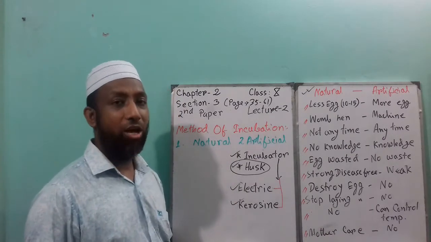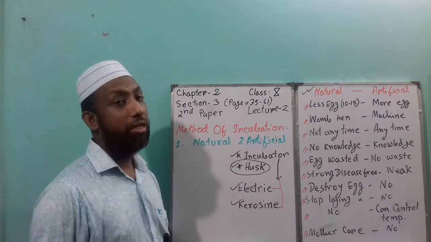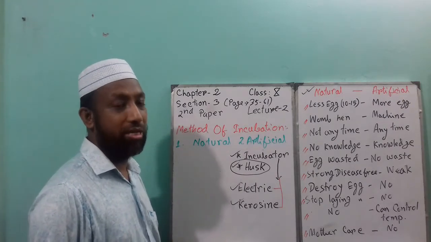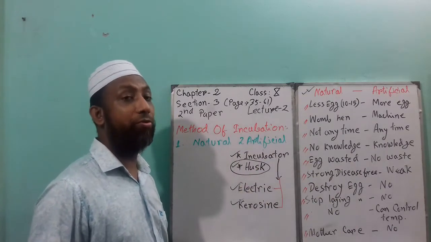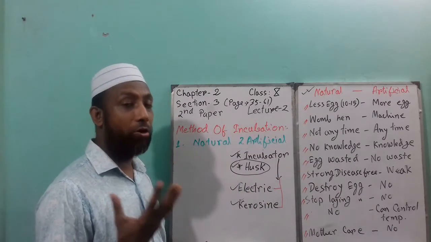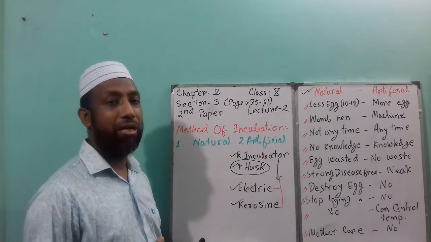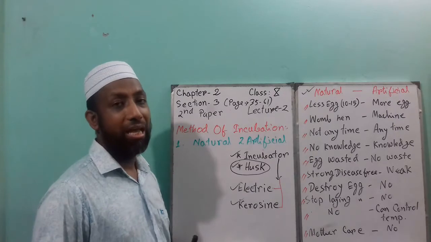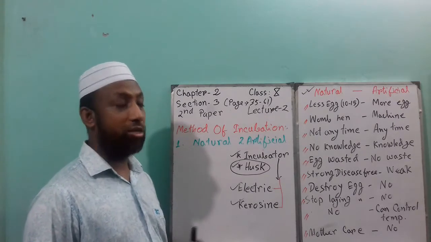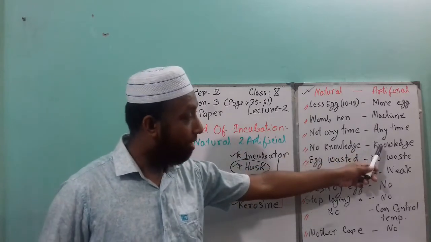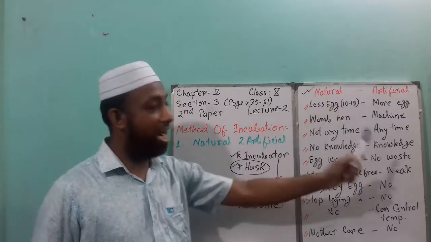If you are illiterate or you don't know how to operate the machine, then you will ruin the process. That means if you do not control the temperature and moisture, and you increase the temperature, all the eggs will be boiled and no chicken will hatch from the egg. So harmful things will occur. Definitely you need the knowledge of operating the machine, otherwise you will not be able to do the artificial process.